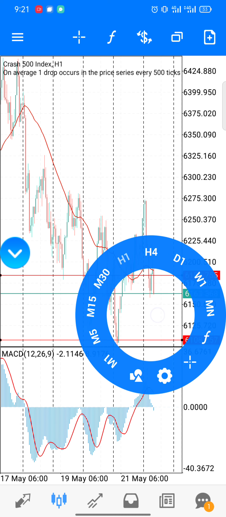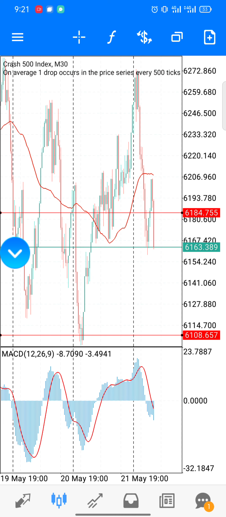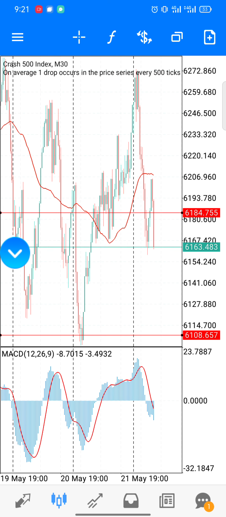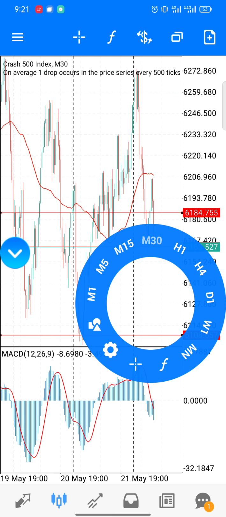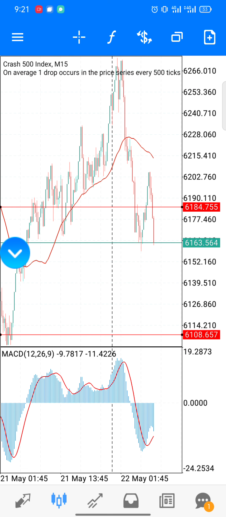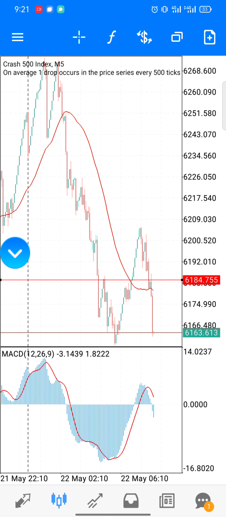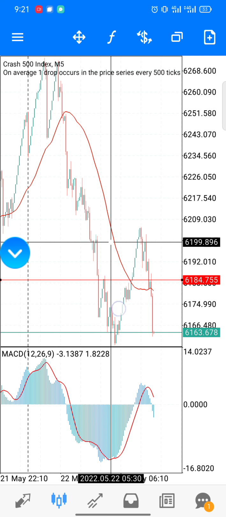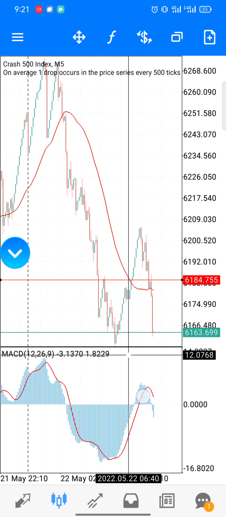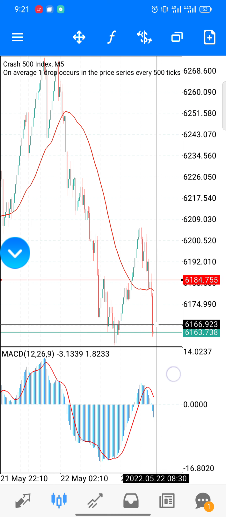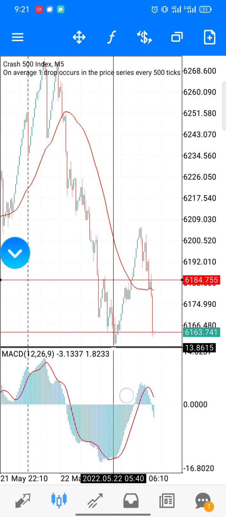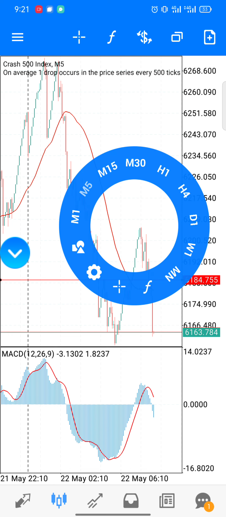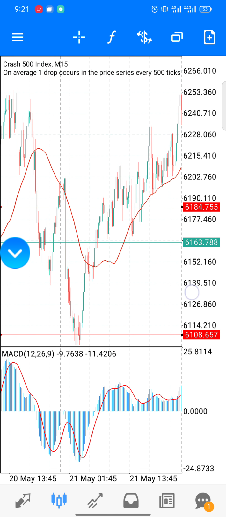You get that, guys? So 30-minute time frame also giving us a sell. You see 1 hour crossed above, 30 minutes crossed above and MACD below the zero level, 15 minutes crossed above, MACD below the zero level. You see that, guys? 5-minute time frame also just crossed above and the MACD below the zero level. See that, guys? So what we're gonna be doing is that as soon as this market breaks through this support level, we're gonna be entering for a sell. That is just how you can analyze and trade Crash 500 properly.